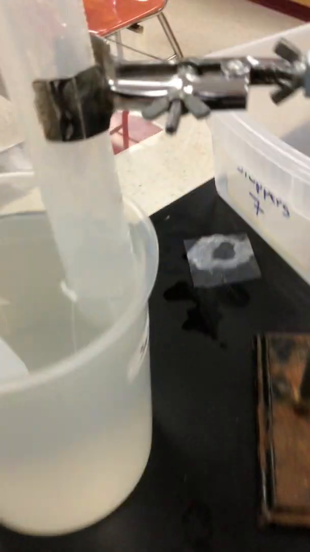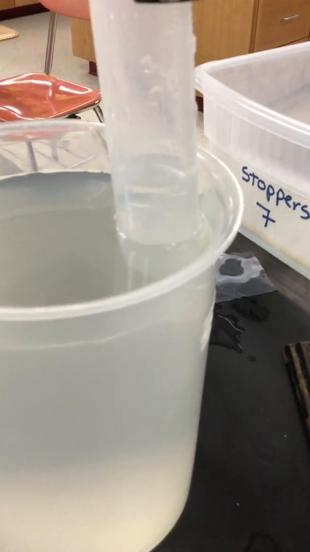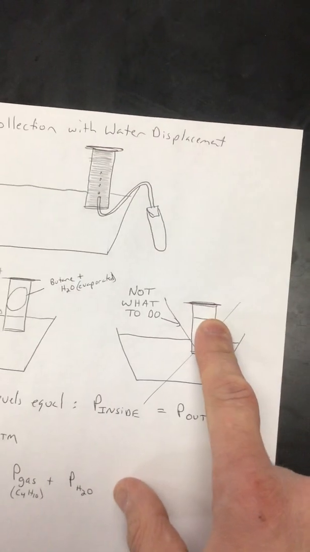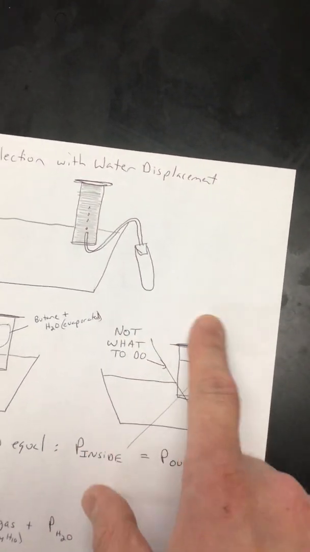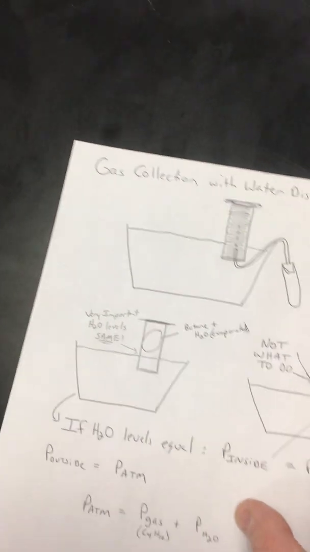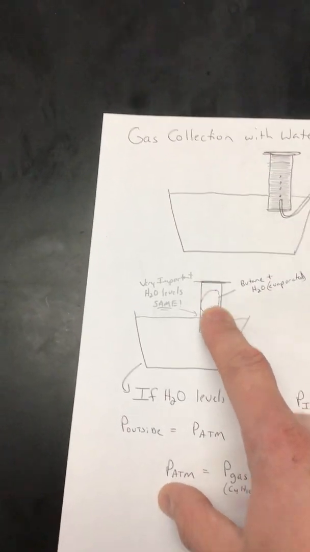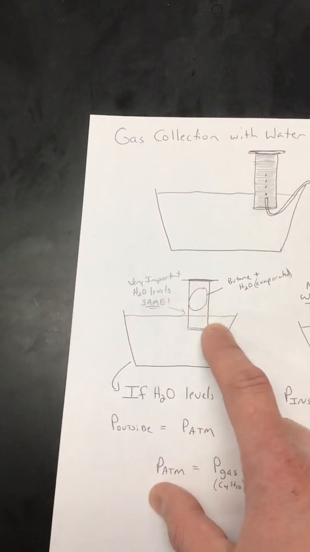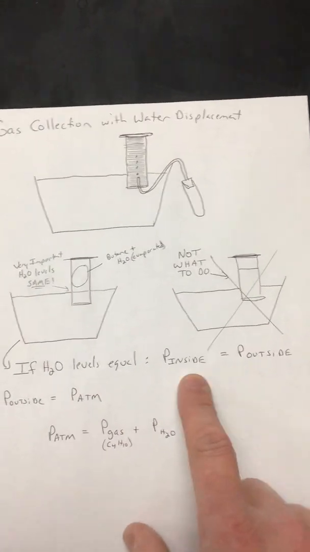Right now, if you look at this situation, you can see that the water level right now in the graduated cylinder is above the water level in the beaker. When that happens, the pressure inside of the gas and the outside are not equal. So what we need to do always in these types of labs, which you might see in the national exam, is make sure to move the graduated cylinder so that the water levels inside and outside are equal. When that is the case, the pressure inside and outside are equal.